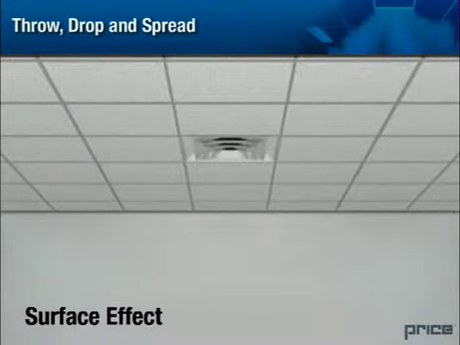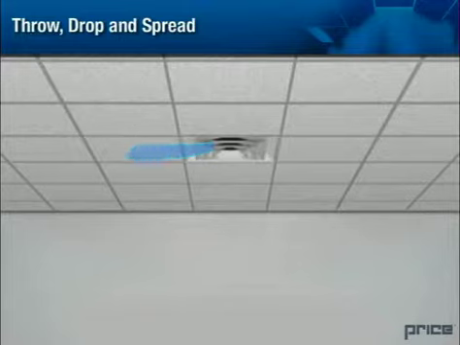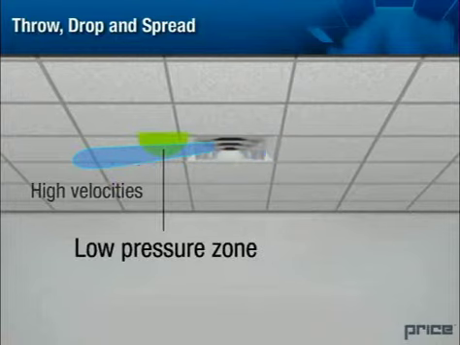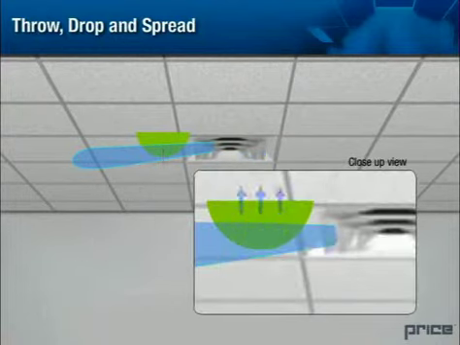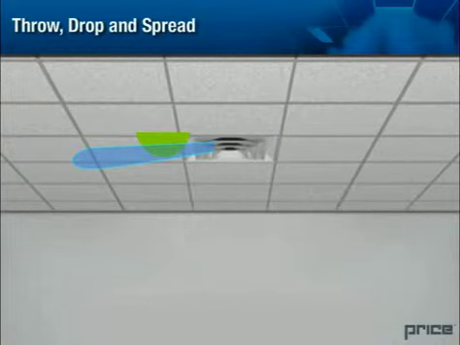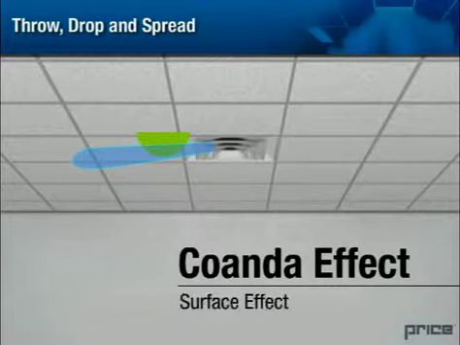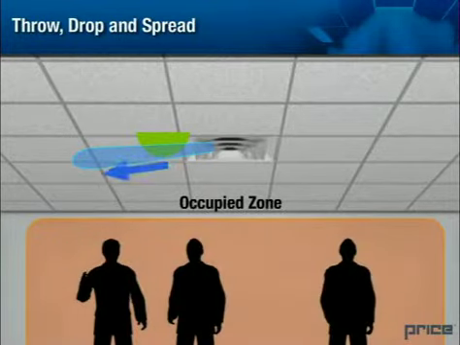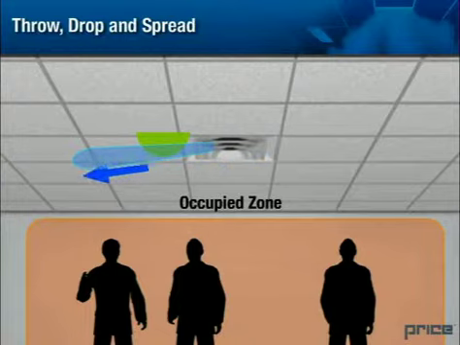Surface effect. When the primary air is discharged from the air outlet at high velocities, it creates a negative or low-pressure zone to form between the air jet and the ceiling. This low-pressure area causes the moving air mass to cling to and flow close to the ceiling surface and is called the Coanda effect, or surface effect.